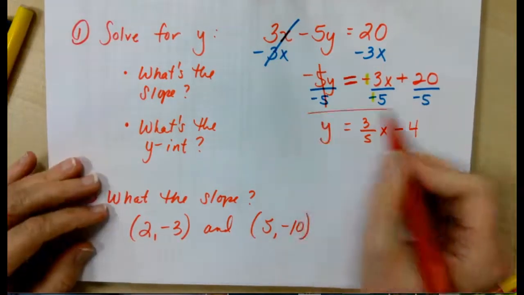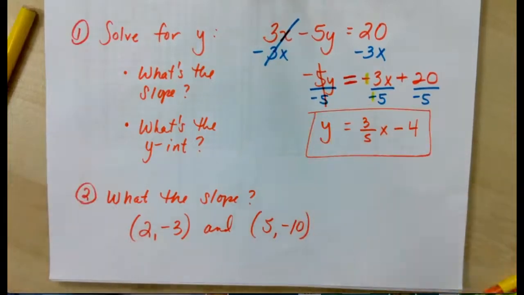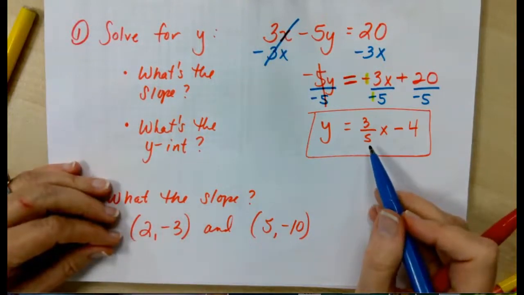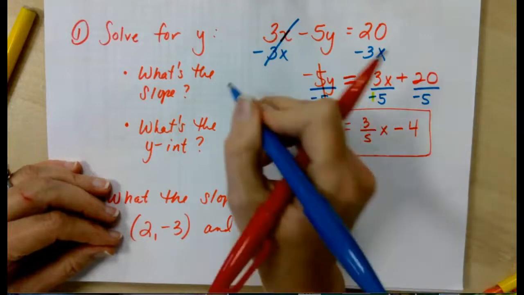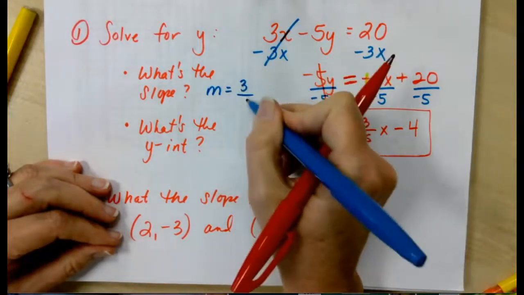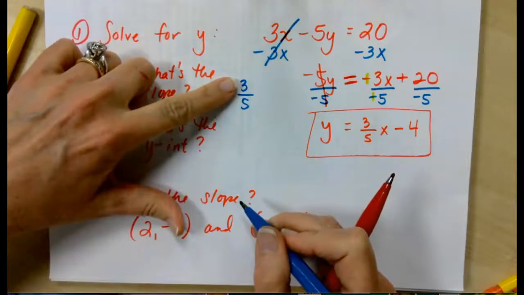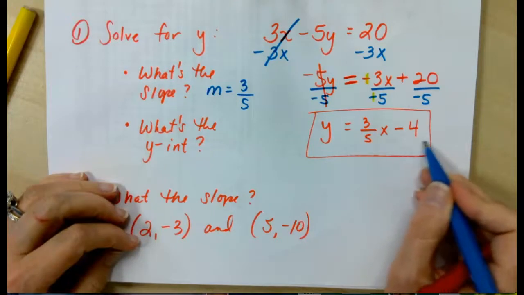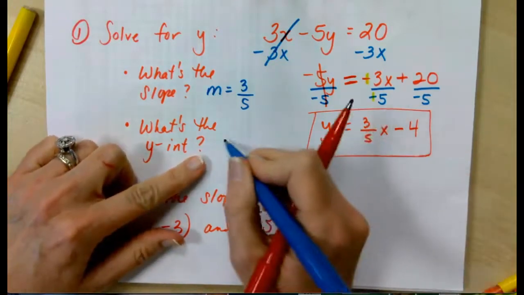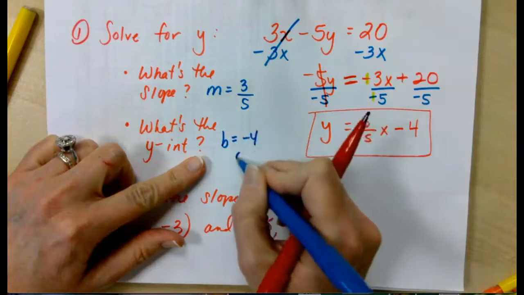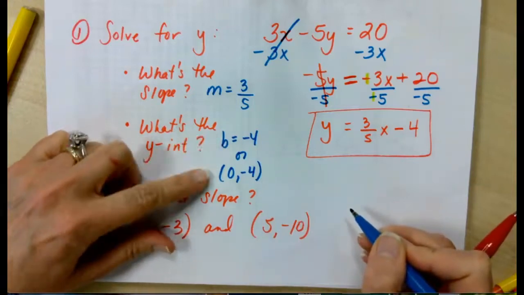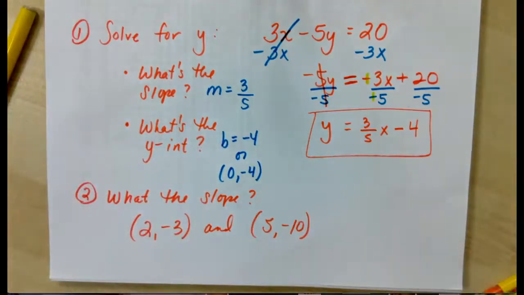So once we get it in slope-intercept form, we know the slope. The slope is the coefficient of x. So what's in front of the x? We've got 3/5. M equals 3/5. So that would be a rise of 3, a run of 5. We also have the constant here on the end. It is the y-intercept. So we can say b equals negative 4, or we could say (0, negative 4). Both of these are great ways to tell me where the y-intercept is.